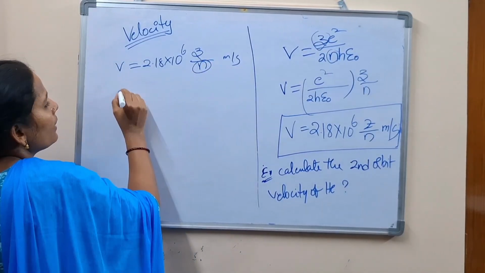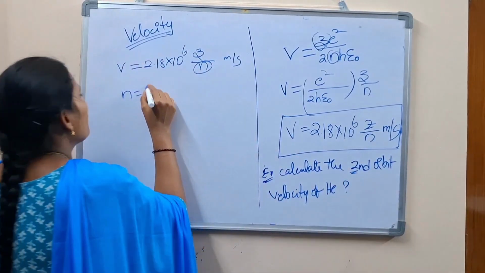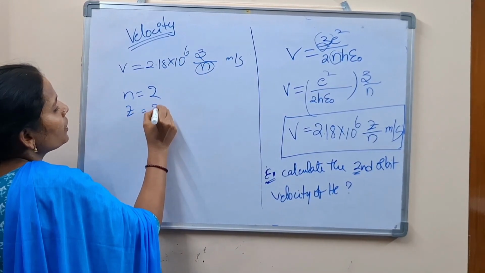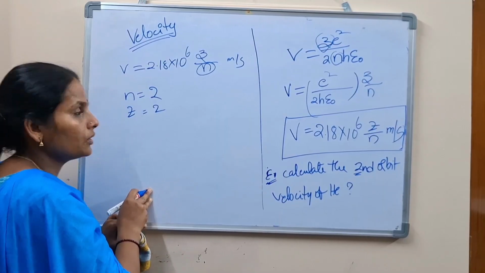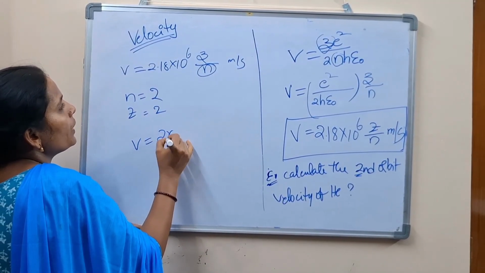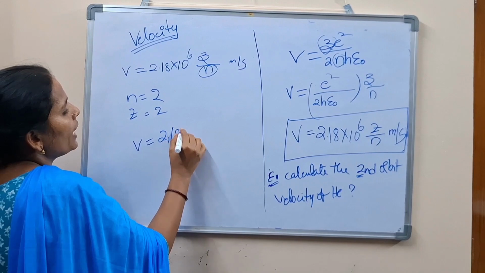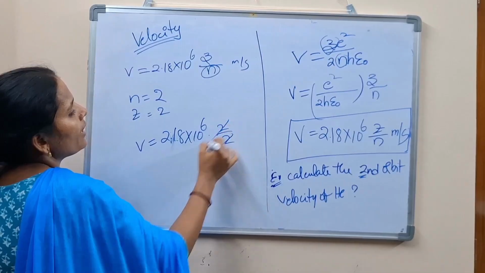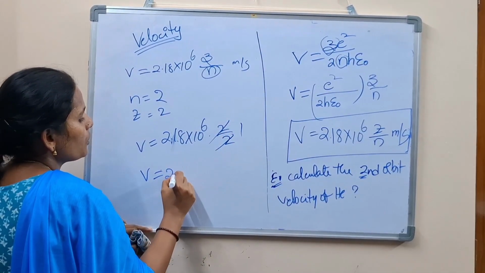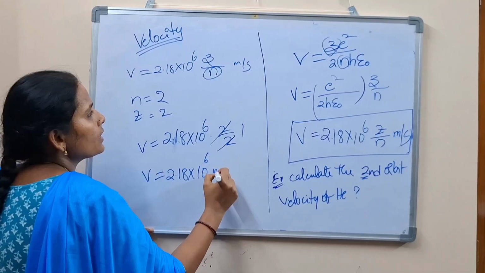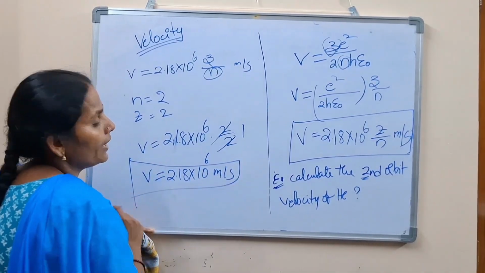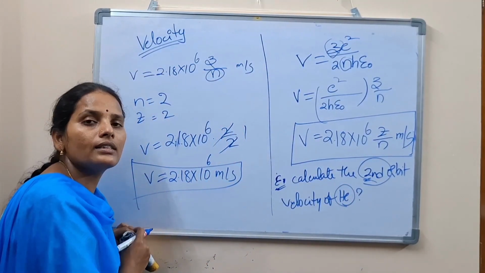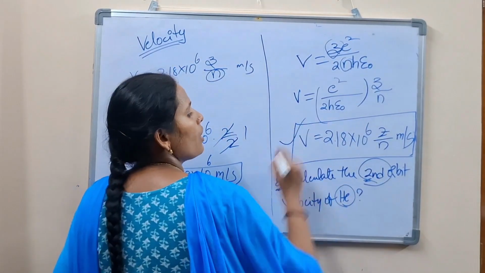What is the n value here? n equals 2. Then what is Z? Helium's atomic number is 2, so Z is 2. So 2.18 into 10 power 6 into 2 by 2, that is 1. Then V equals 2.18 into 10 power 6 meter per second for the velocity of the second orbit of the helium atom. Likewise, when the exam asks such questions, we place this formula.